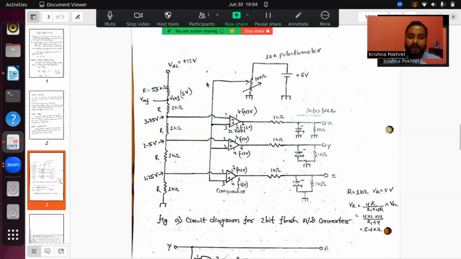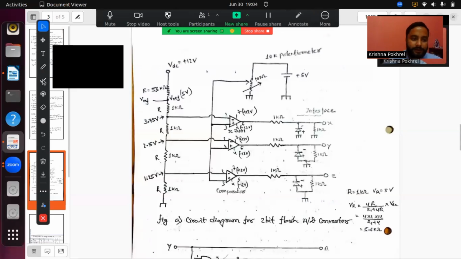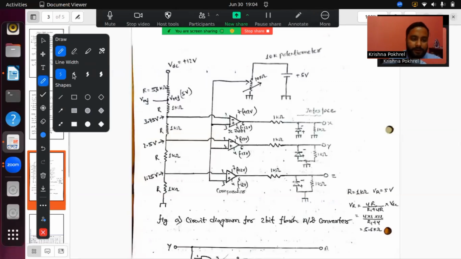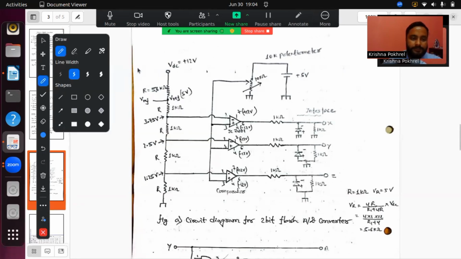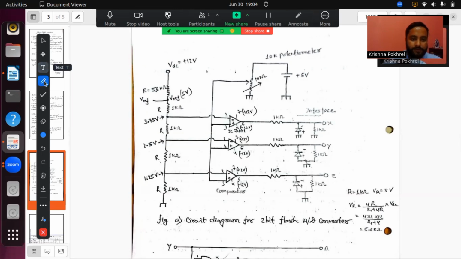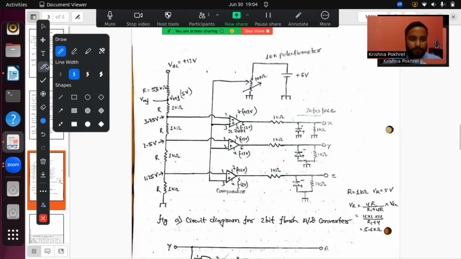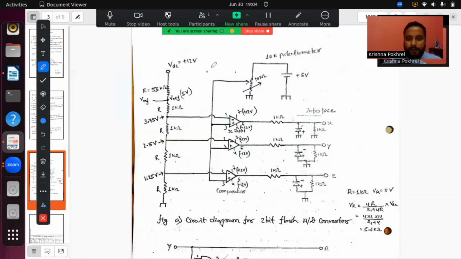Now I would like to explain the connection of this potentiometer. Let me take a little bit thicker pen. My system is slow now. Okay, let me draw here.